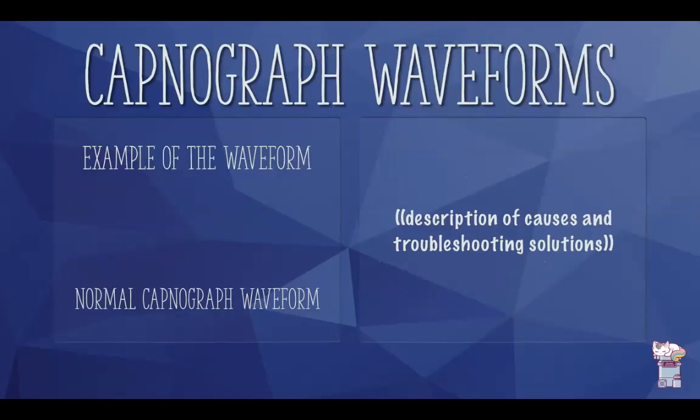Next, we'll talk about some commonly encountered waveforms. On each of the next slides, you'll see an example of the waveform that we're discussing on the upper left-hand part of the screen. A normal capnograph waveform is located at the bottom part of the left-hand side of your screen for reference. A description of the waveform, different causes, and ways to troubleshoot or treat is located on the right side.